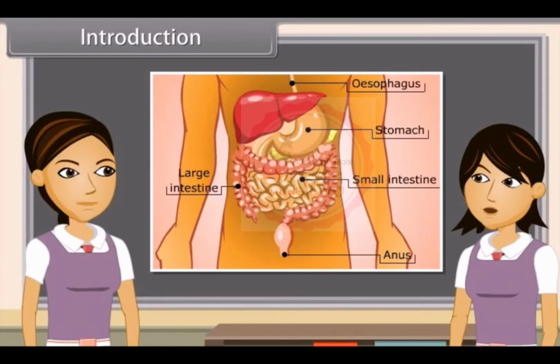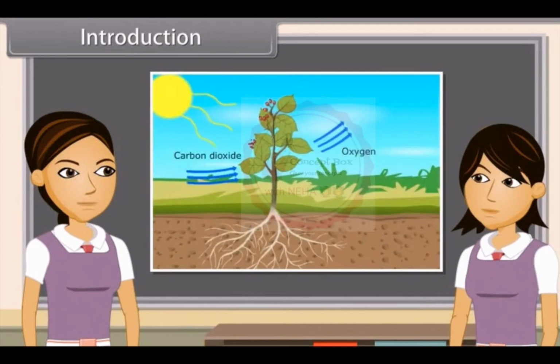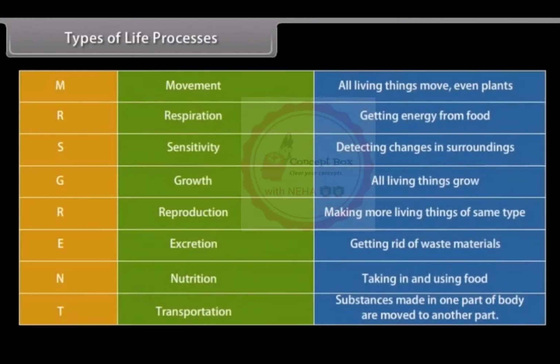What are life processes? The basic functions performed by living organisms to maintain their life on this earth are called life processes. Types of life processes. There are the following basic life processes: movement, respiration, sensitivity, growth, reproduction, excretion, nutrition, transportation.